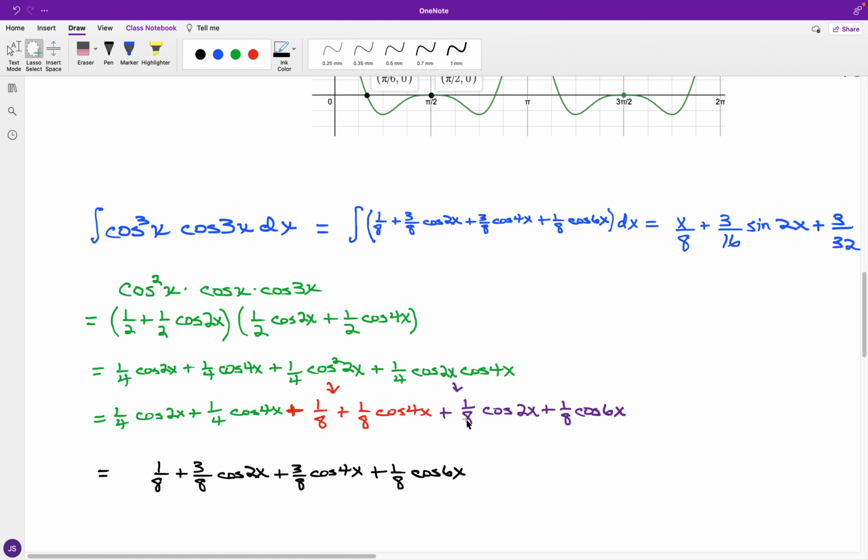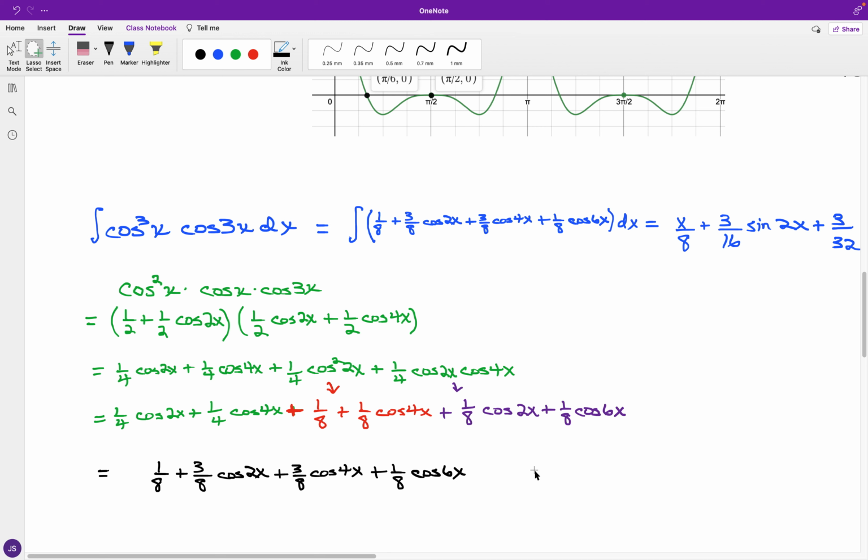And with the last two terms, these come from the sum and difference formulas, where in this case I'm going to have 1/8 of the cosine of 2x minus 4x, which is still going to be the same as 1/8 of the cosine of positive 2x. Then I have plus 1/8 of the cosine of 2x plus 4x, which in this case is 1/8 of the cosine of 6x.